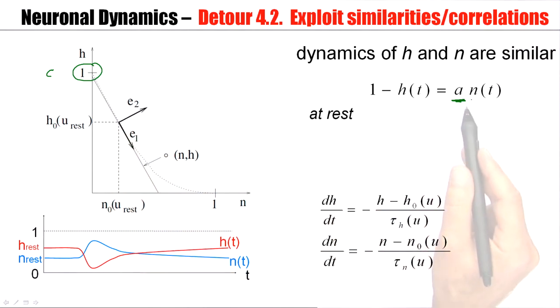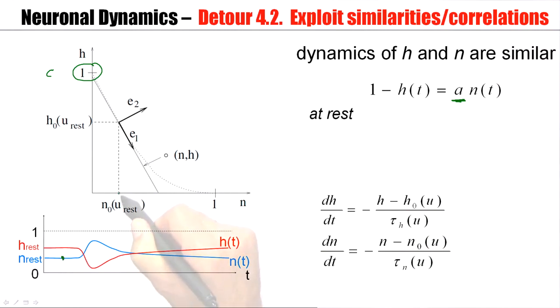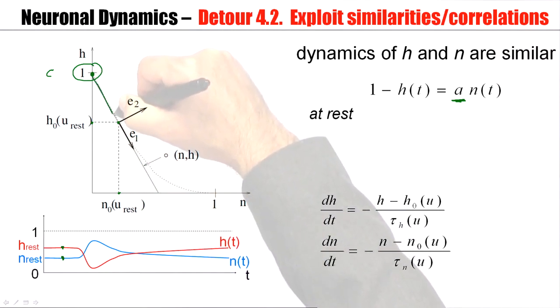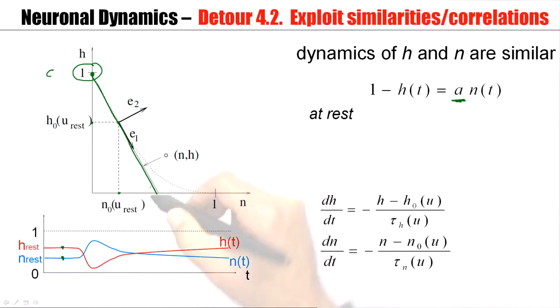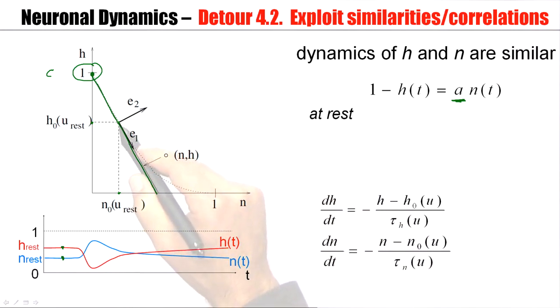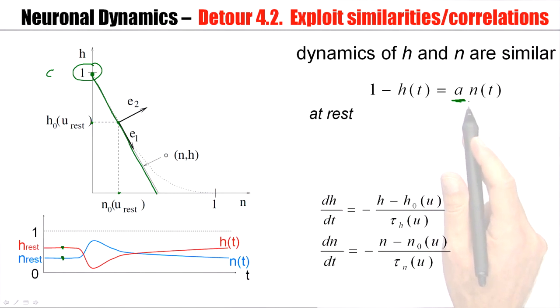Now, a simple way to determine the value A is to say, well, at least when the system is at rest, I have my N rest, that's this value. I have my H rest, that's this value. At least when the system is at rest, I don't want to make a mistake. So the resting point should lie on my straight line. At the same time, I know this point here, the line starts at 1, which means now I know 2 points. I know the upper point, and I know the resting point, and therefore the slope is fixed.